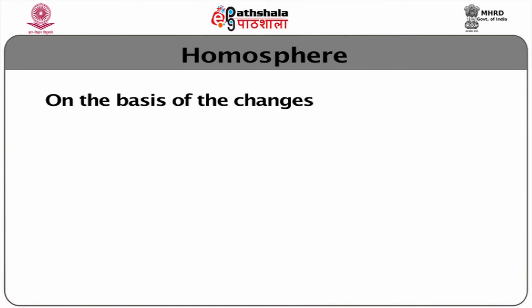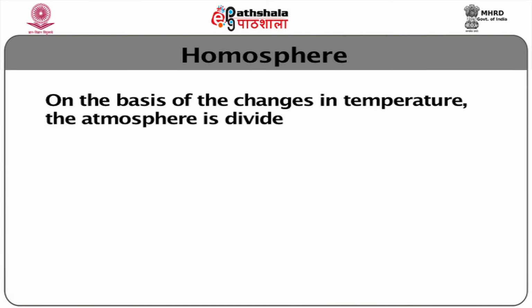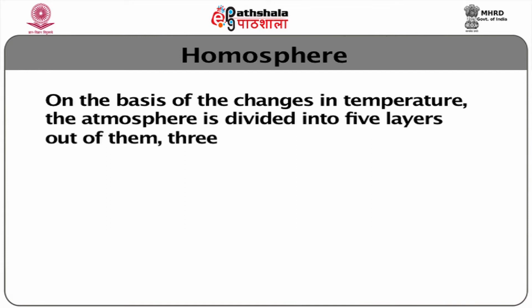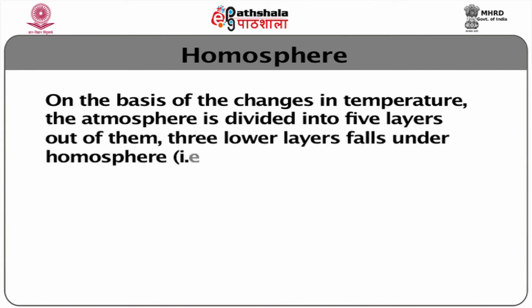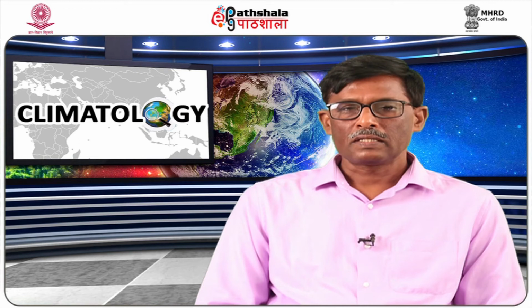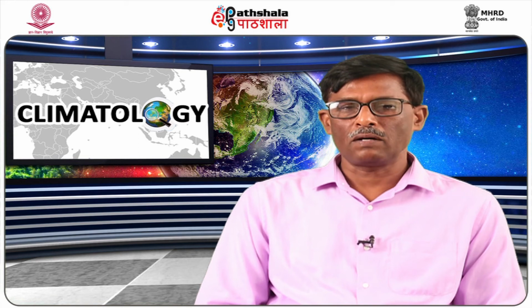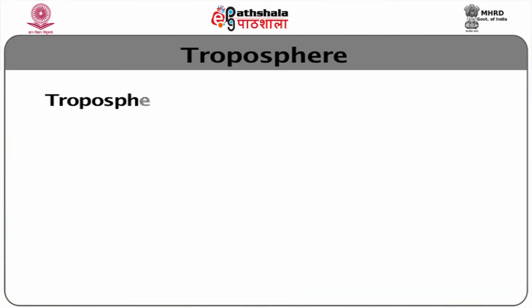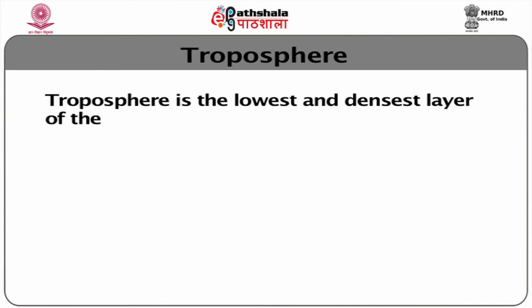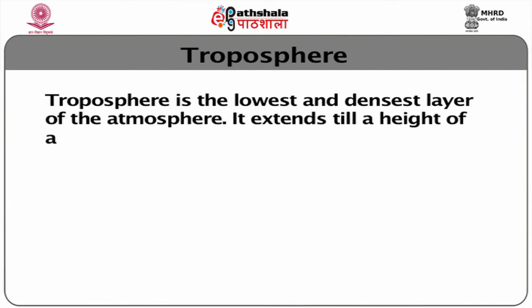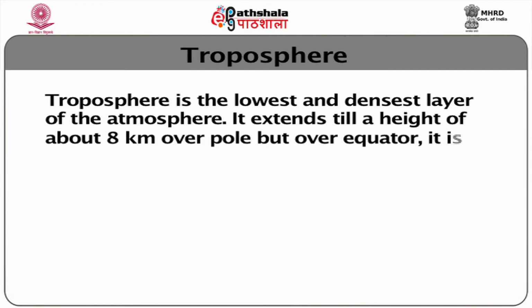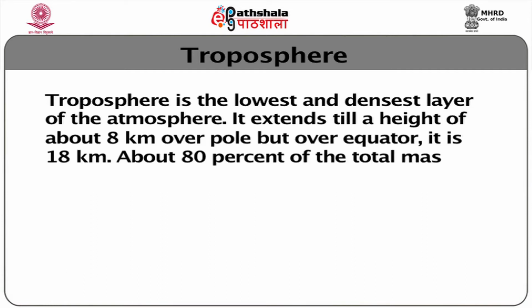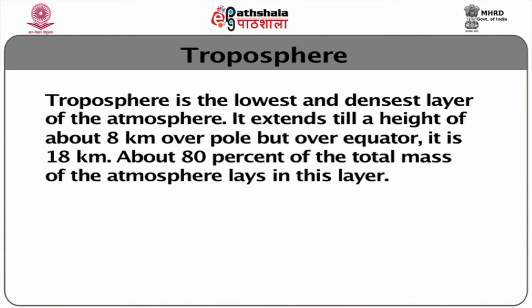On the basis of changes in temperature, the atmosphere is divided into 5 layers. Out of them, the 3 lower layers fall under the homosphere, that is within 85 km of altitude. They are troposphere, stratosphere and mesosphere. Now, let us discuss the troposphere. Troposphere is the lowest and densest layer of the atmosphere. It extends to a height of about 8 km over the poles, but over the equator it is 18 km. About 80% of the total mass of the atmosphere lies in this layer.